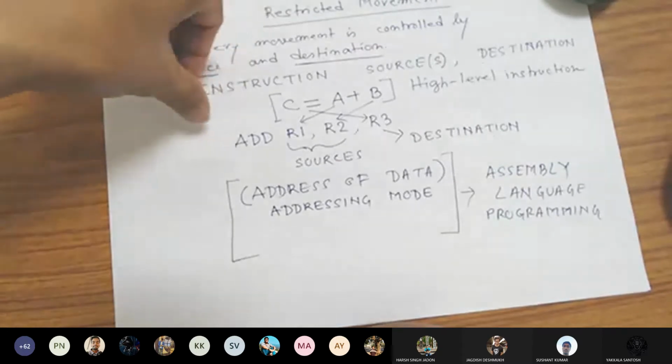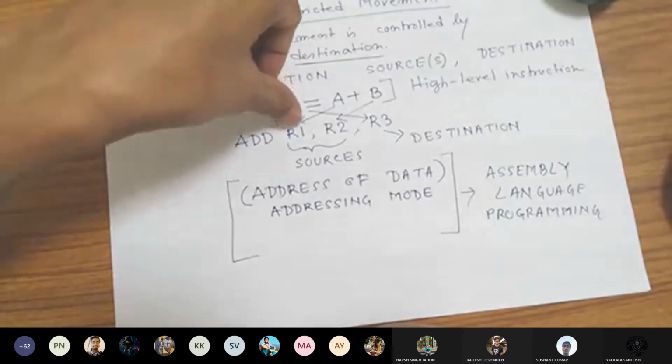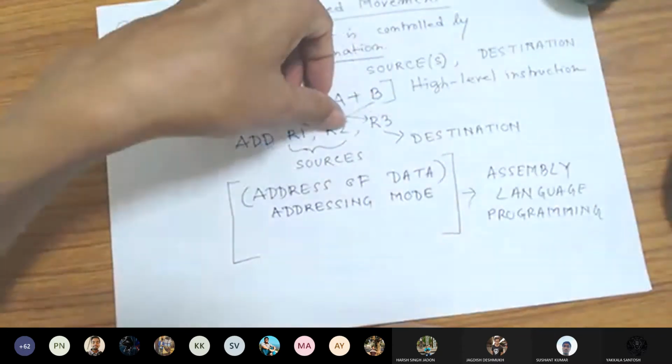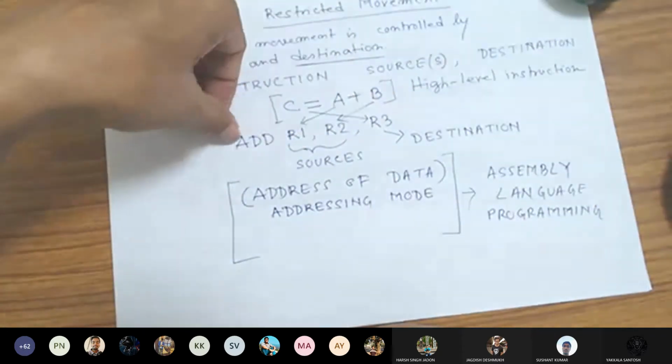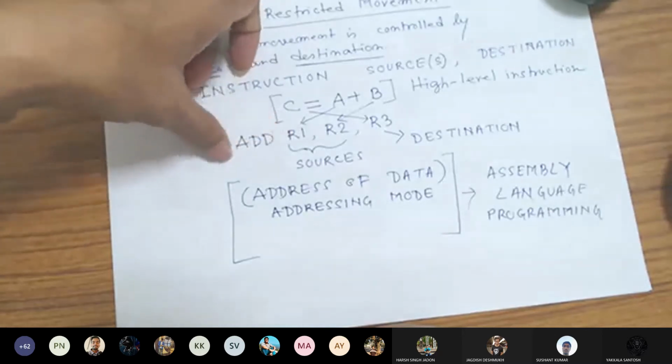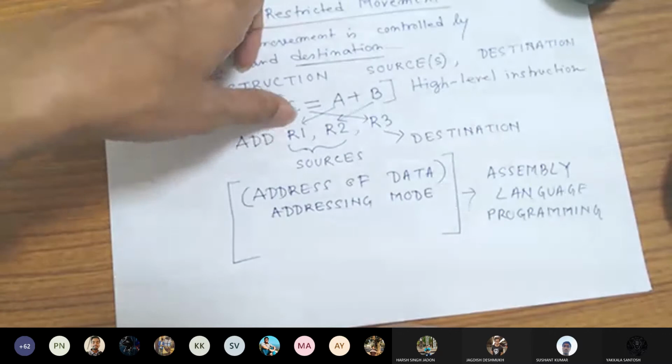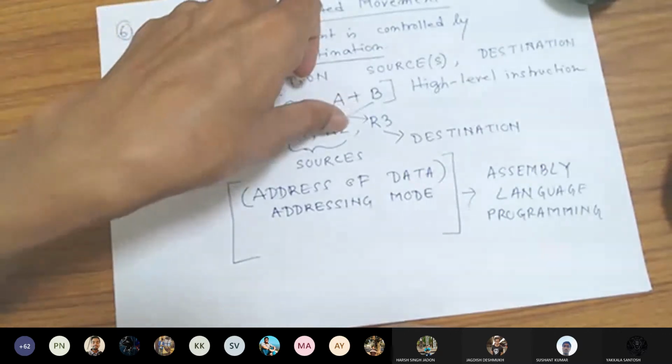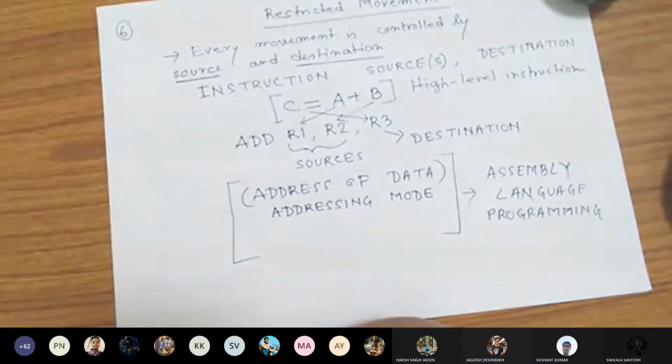But while we mention the instruction and the operands, the instruction itself talks about the operation. Here the operation is addition. And the operands talk about what type of data. So the addressing modes are explicitly mentioned through the operands.